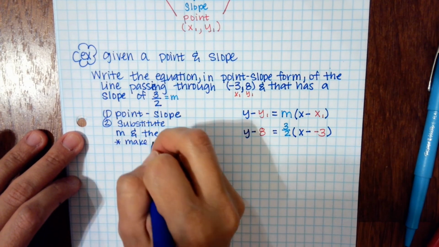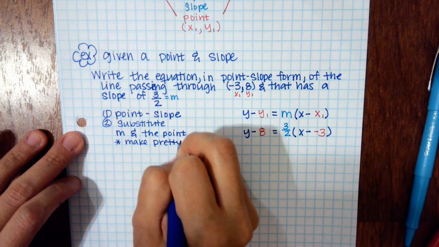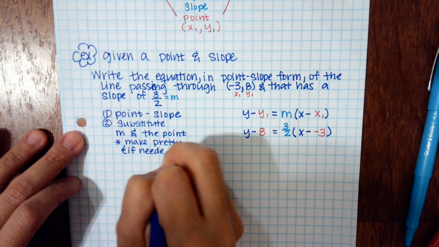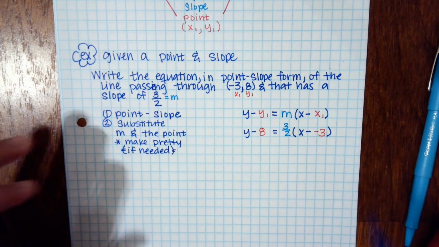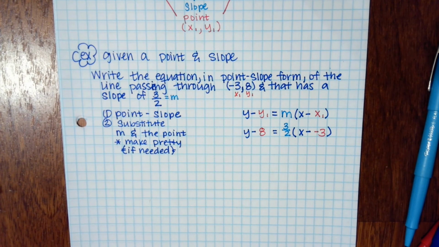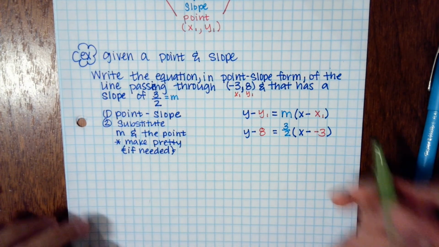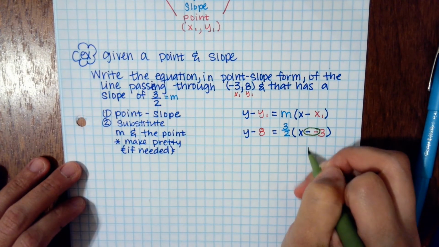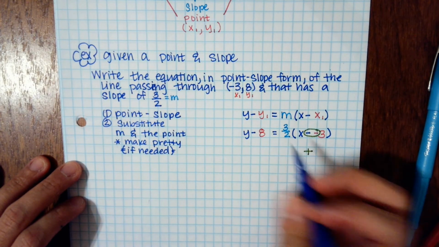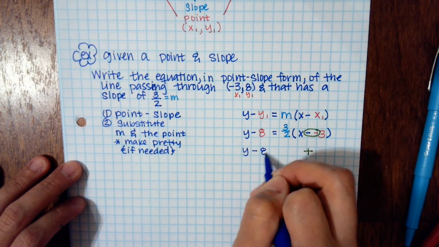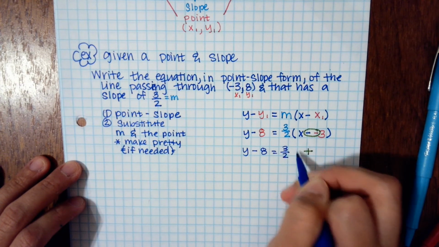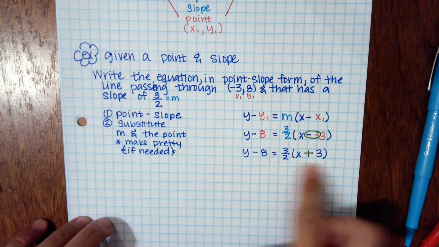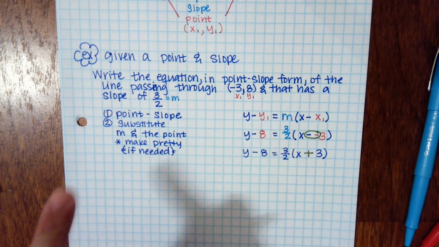I make it pretty if needed. And yes, I need to make it pretty, again, because that minus a negative is not so pretty. That's pretty ugly. So we got to change that to actually a plus. So it's really y minus 8 equals 3 halves times x plus 3. And there's your equation in point slope form when given a point and given a slope.